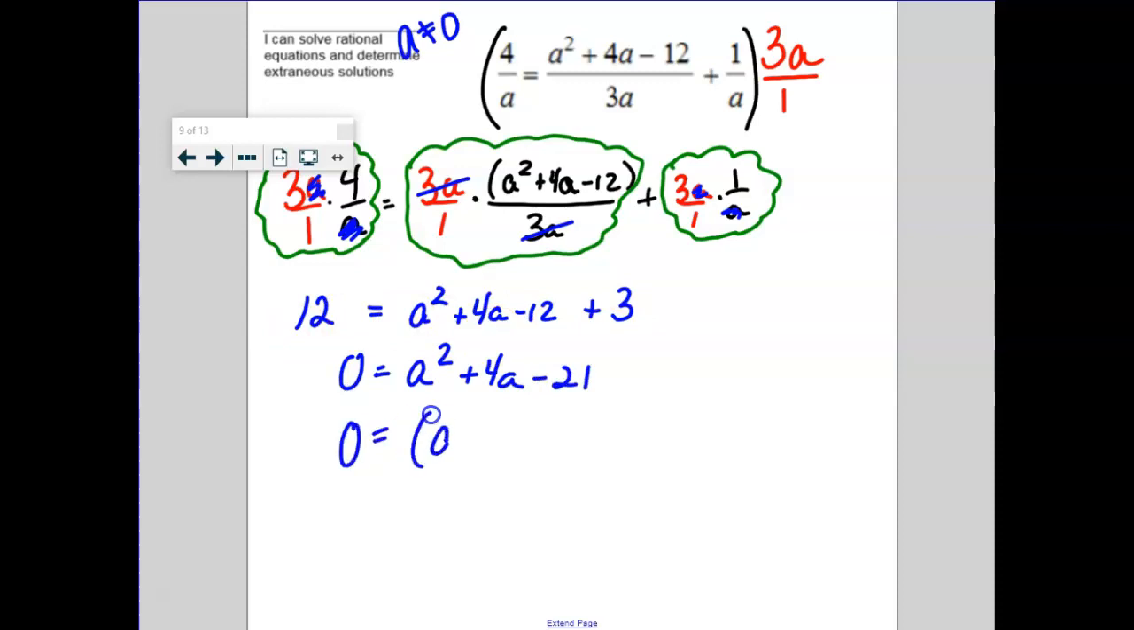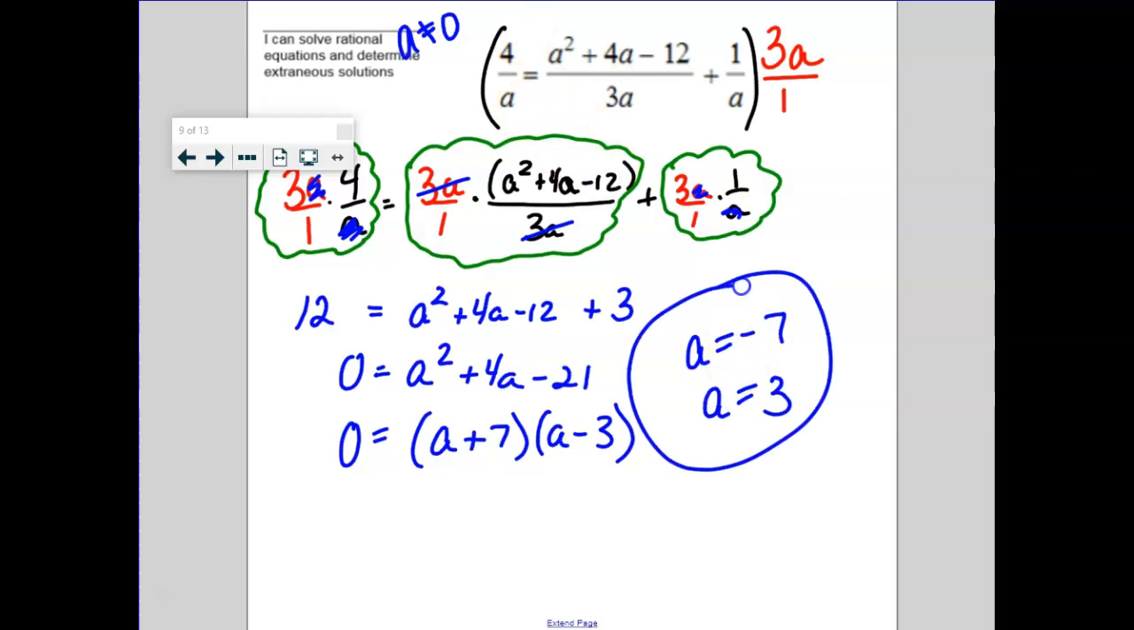So you get a factorization of a plus 7 times a minus 3. So your two solutions are a equals negative 7 and a equals 3, neither of which were 0, so you get to keep them both.